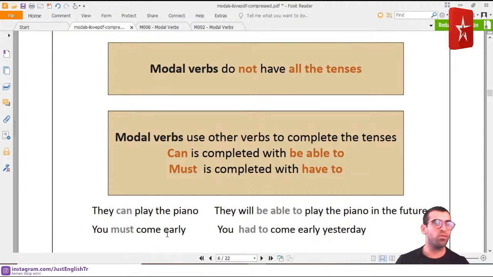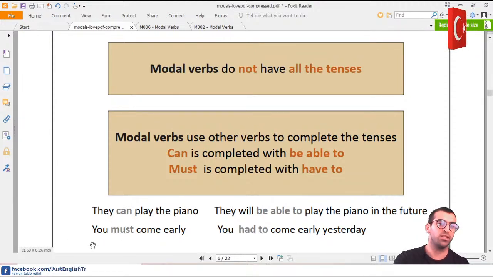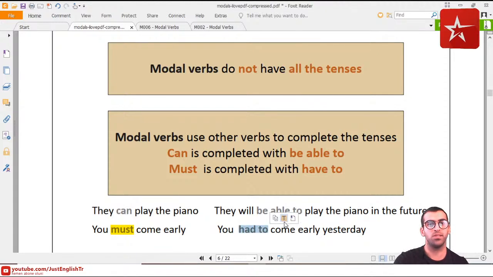Okay, let's continue. Must is completed with have to. For example, in the present tense, we can use must, but when it comes to future or past, we don't have must. We have to. For example, you must come early. This sentence is in the present tense. But had to, as you see, is a past. It means the past form of must.